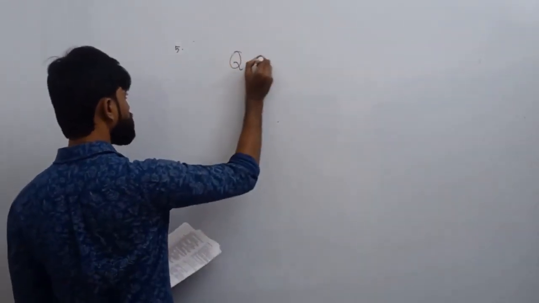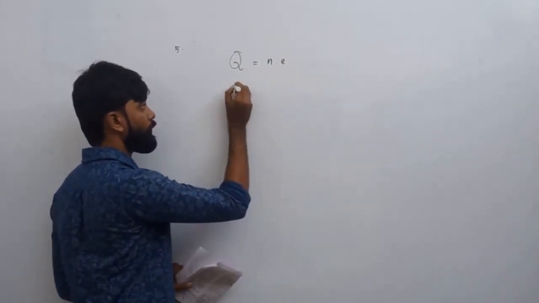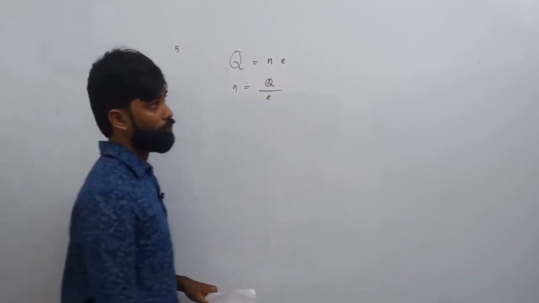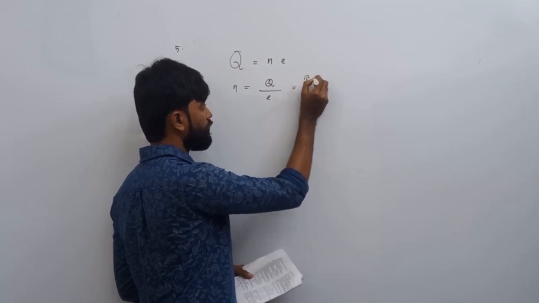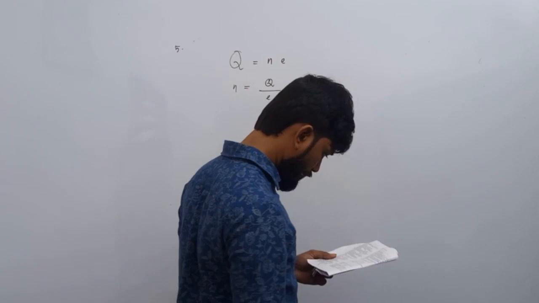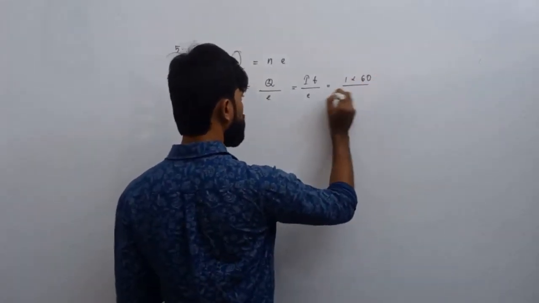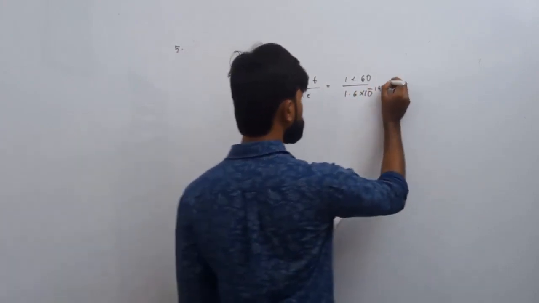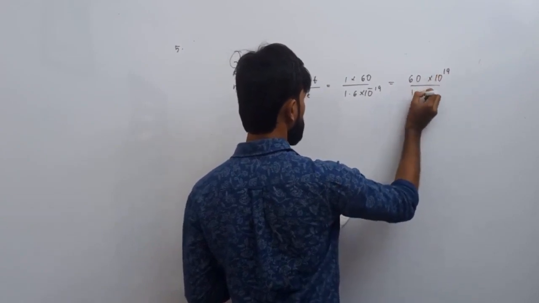We know that charge will be the integral multiple of electron. So the number of electrons delivered is calculated by charge divided by charge of electron. The charge is IT divided by e. So the IT here is 1 into 60 divided by the charge of electron, 1.6 into 10 raised to minus 19. So 60 into 10 raised to 19 divided by 1.6.